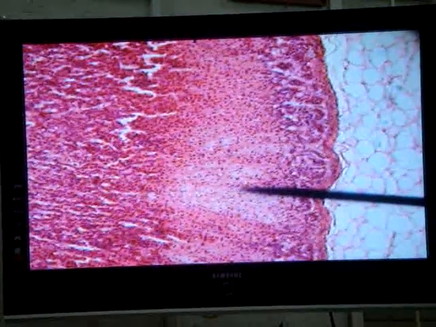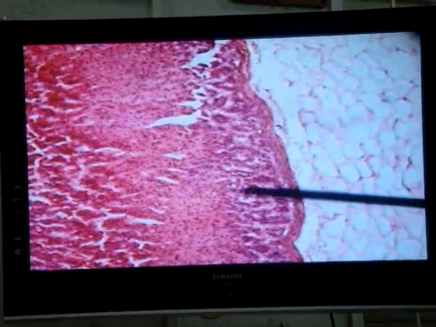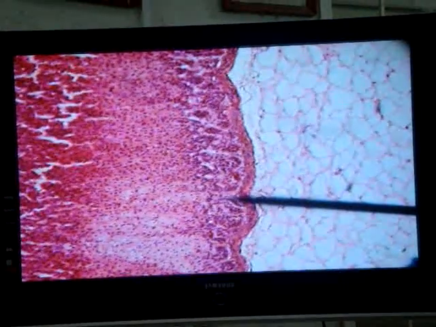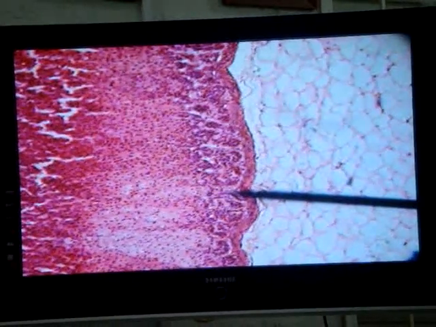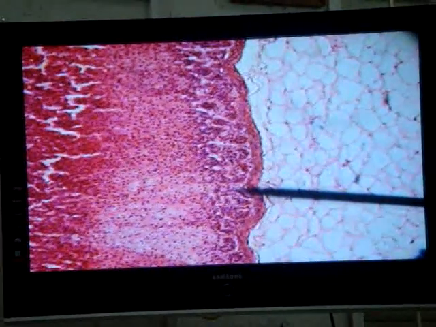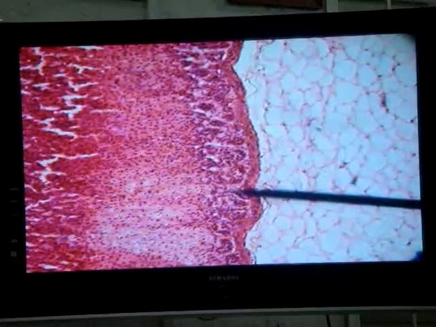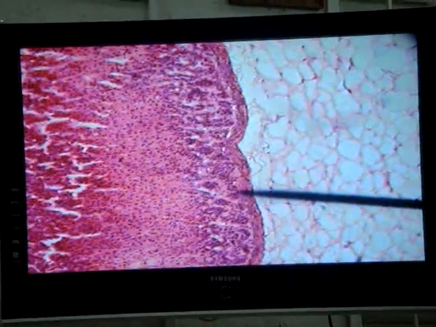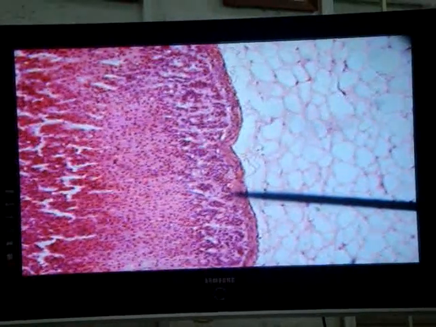Now this cortex is divided into 3 zones. This peripheral zone here is known as the zona glomerulosa. The zona glomerulosa is composed of short clusters of columnar cells, and these cells are juxtaposed to fenestrated capillaries. Again, being endocrine, that's a general recurring theme.